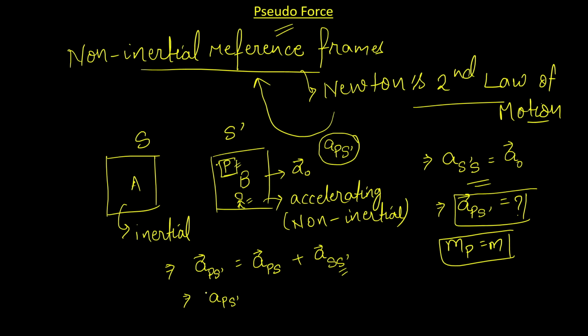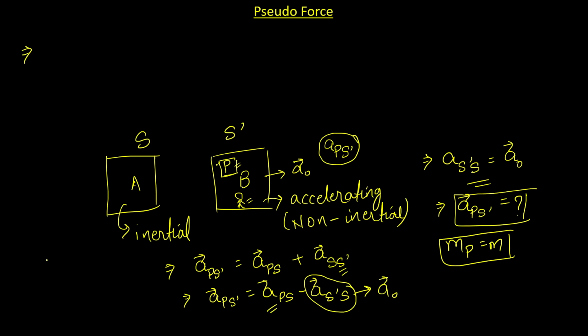Acceleration of P with respect to S dash is equal to acceleration of P with respect to S minus acceleration of S dash with respect to S. And this is nothing but A naught vector, that is already given. Now let us multiply the whole equation with small m, the mass of particle P, to get the force expression. Then m A P S dash is equal to m A P S minus m A naught vector.